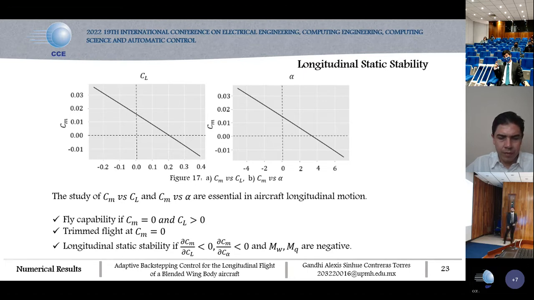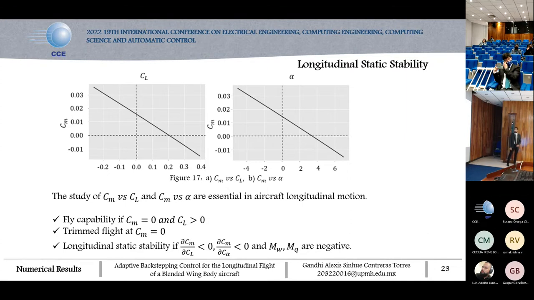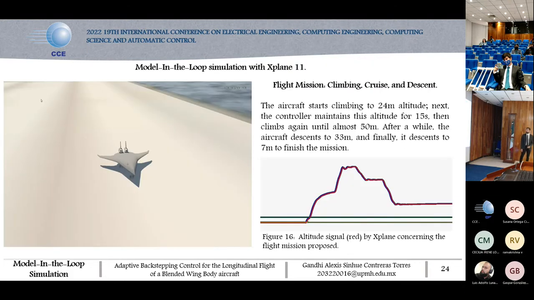And we have the trim flight angle of attack in this condition, that is here, and it's a 3.4 degree angle of attack. And we have finally the proof to guarantee longitudinal static stability, that is if we have this negative slope in our graphs, that, well, we reach this consideration and also these parameters that are negative.